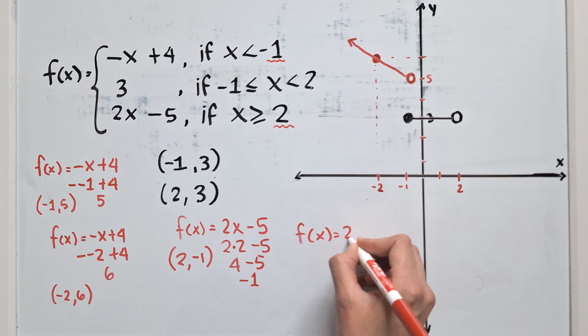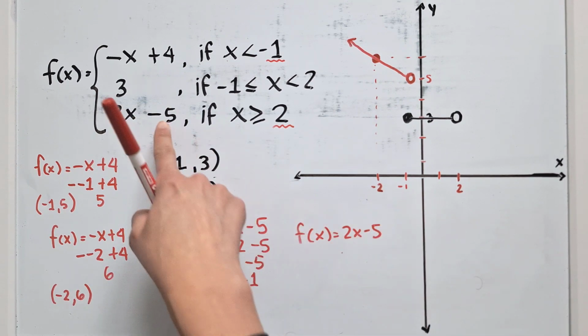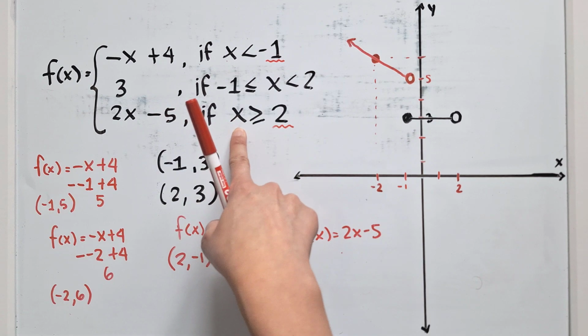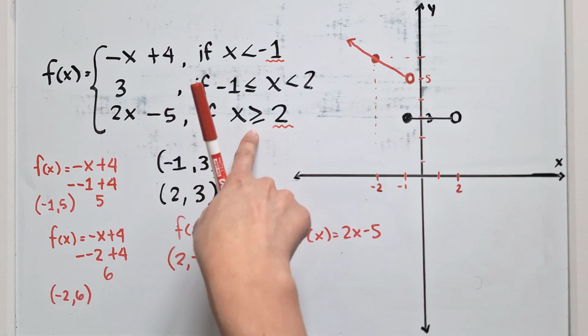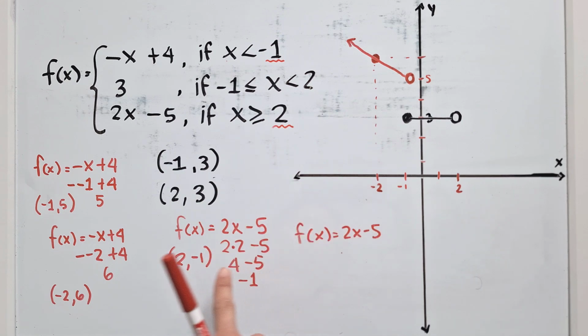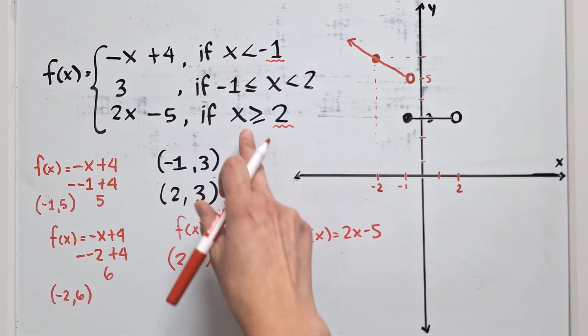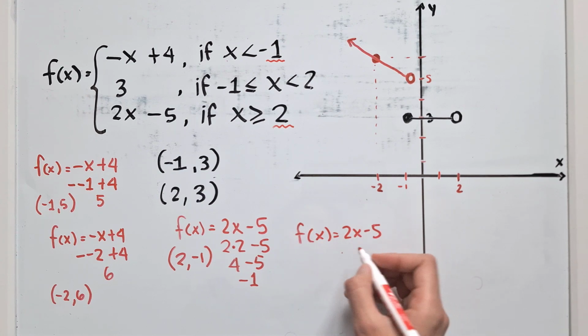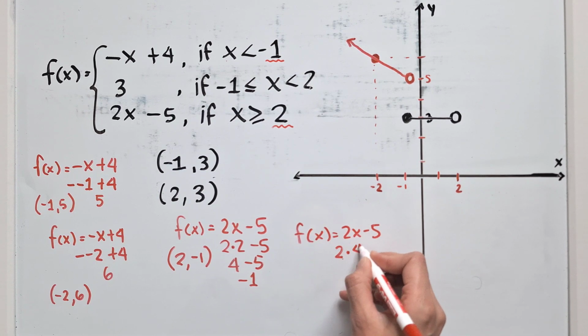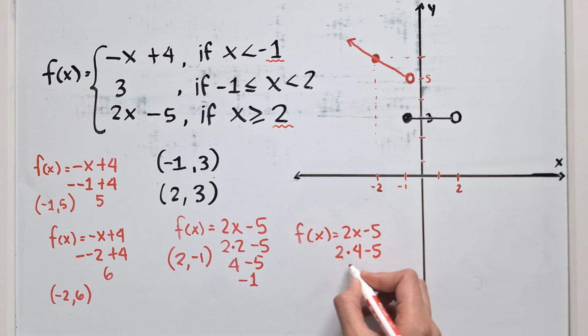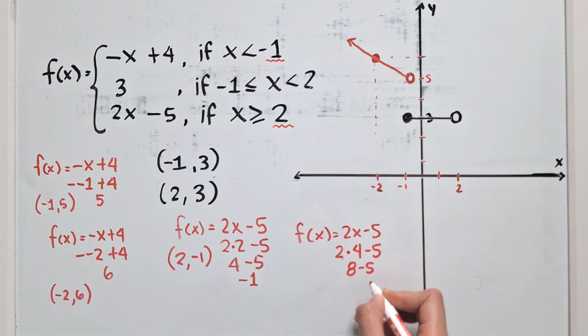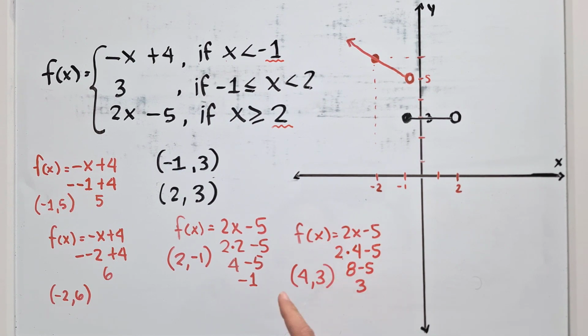We have 2x minus 5. We're in the last equation, and the values that we can use for x are greater than or equal to 2. We already used 2, so now we can use 3, 4, 5. Let's use 4. Instead of the x, we're going to use 4. So it would be 2 times 4 minus 5. 2 times 4 is 8, and 8 minus 5 is 3. So I have 4 and 3.